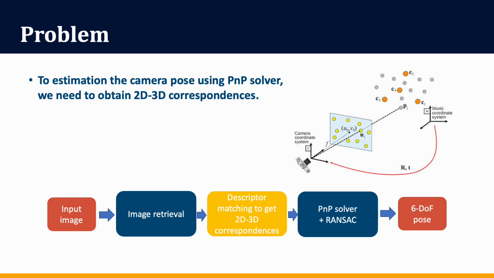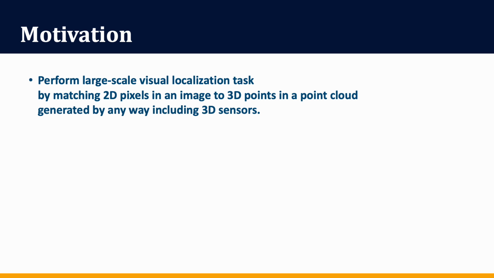Typically, the problem of estimating the camera pose from 2D images is addressed using the perspective-n-point problem, often referred to as a PnP solver. To use the PnP solver, it requires having 2D coordinates in the image and their corresponding 3D coordinates. We were inspired by this problem and decided to undertake new research with the motivation of utilizing 3D sensors.